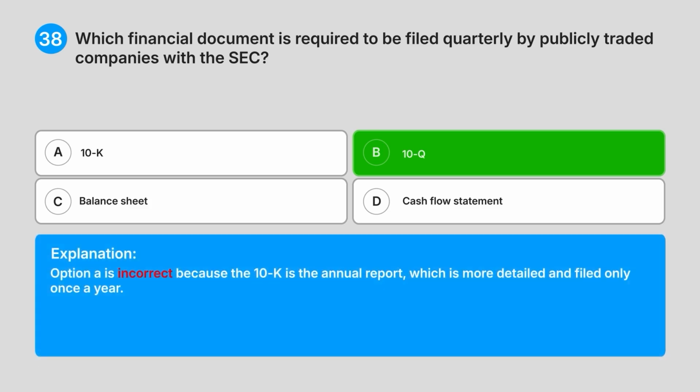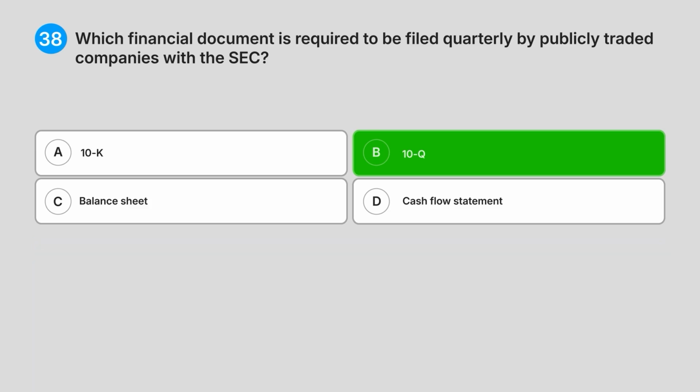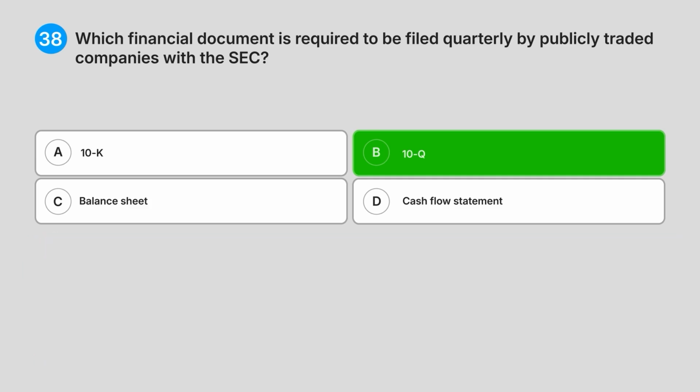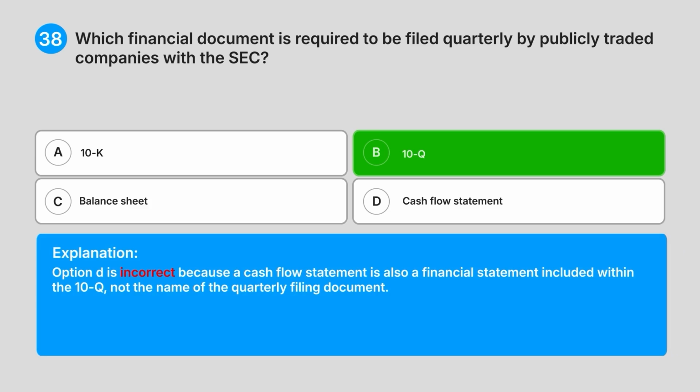Option A is incorrect because the 10K is the annual report, which is more detailed and filed only once a year. Option C is incorrect because a balance sheet is a financial statement that is included within the 10Q filing, but it is not the filing itself. Option D is incorrect because a cash flow statement is also a financial statement included within the 10Q, not the name of the quarterly filing document.